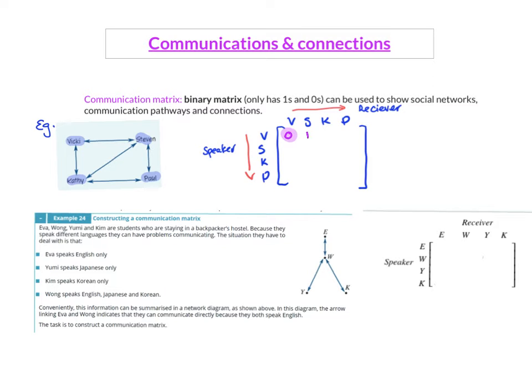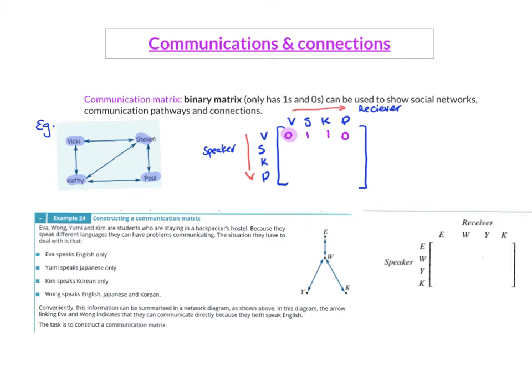Now, can Vicky communicate with Stephen? Yes, so we'll put a 1. 1 means they communicate. Can Vicky communicate with Kathy? Yes, so we'll put a 1. But she cannot communicate with Paul directly. I mean directly: she can't look at Paul and talk to him. Okay, and then we can keep going.